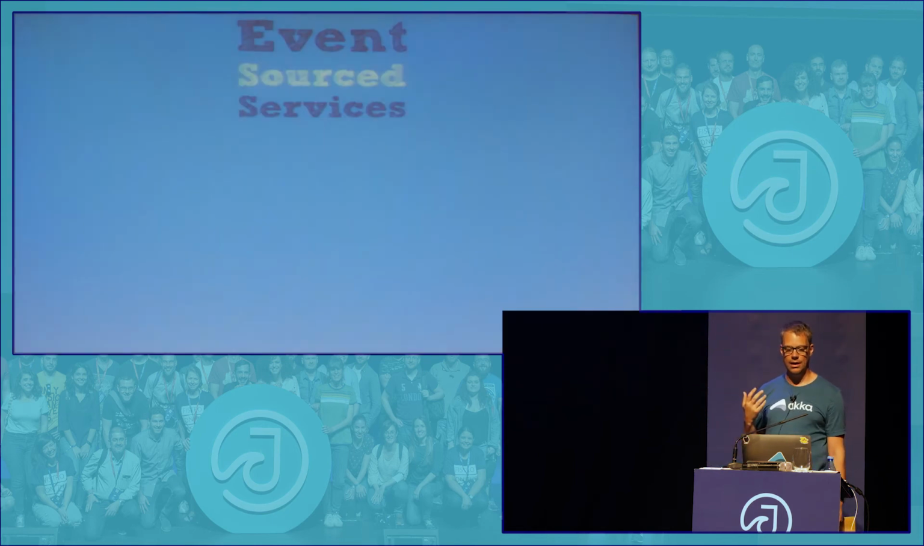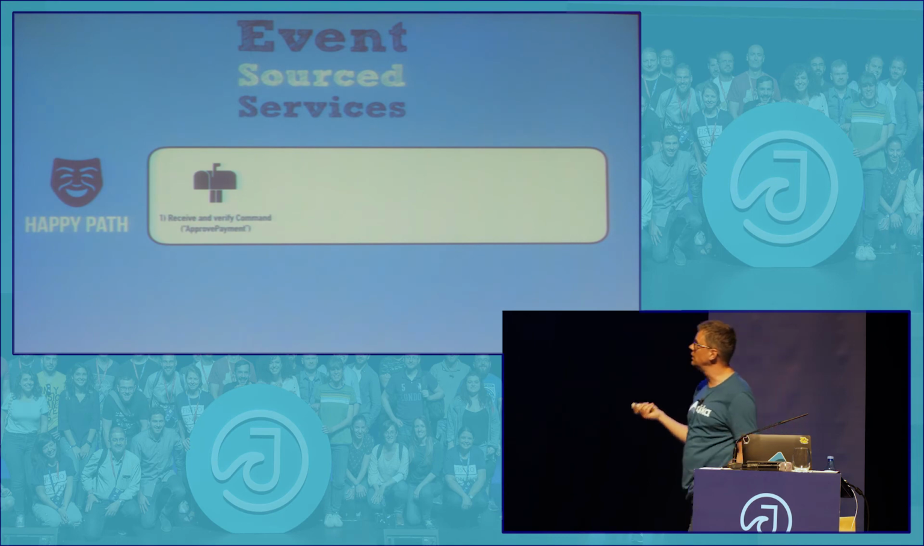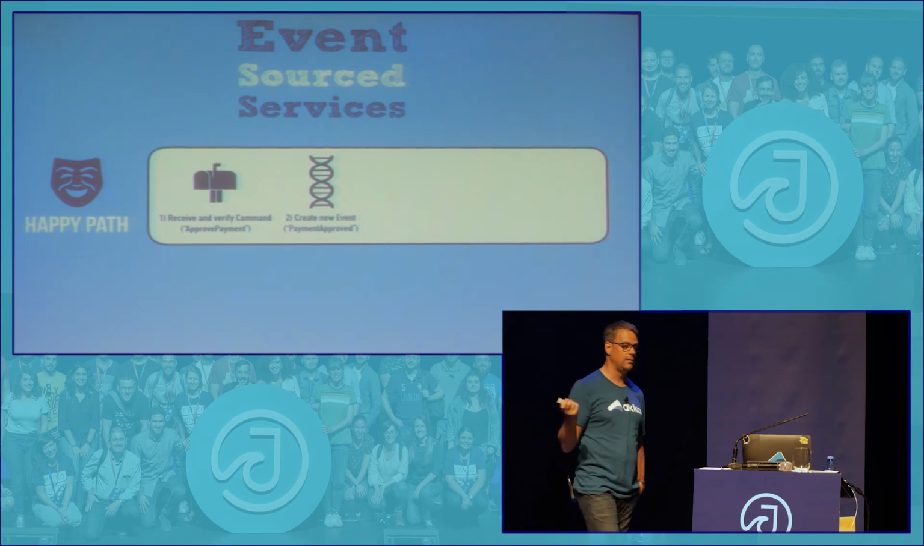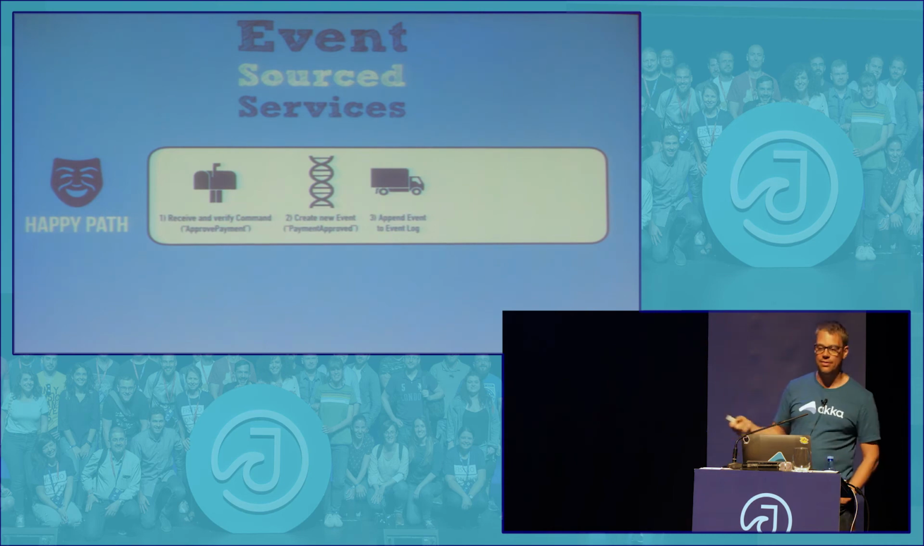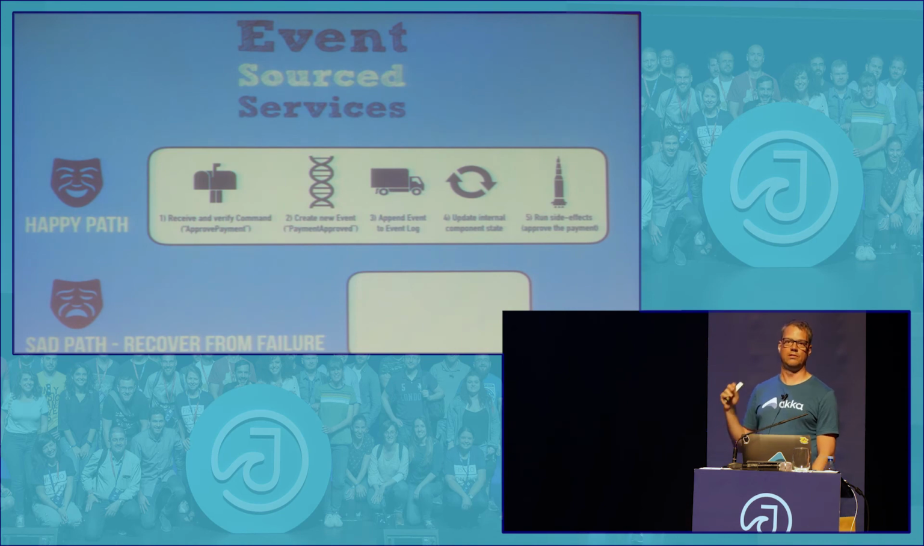And the interesting thing is the way it works. Let's take the happy path first. Let's say that we first receive and verify a command that comes in. Let's call it approve payment. Then we create a new event, payment approved, out of that. Then we append that to the event log in a safe fashion. When we know that has happened, then we update the internal state with what we already know has happened. And finally, we run the side effects representing whatever happened, or the side effect representing the command that came in, okay?